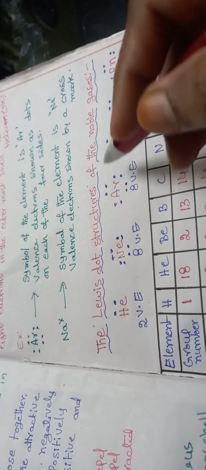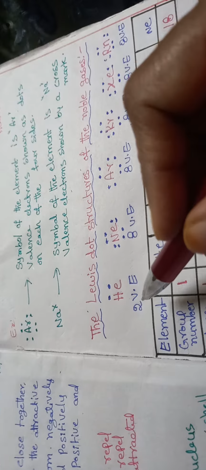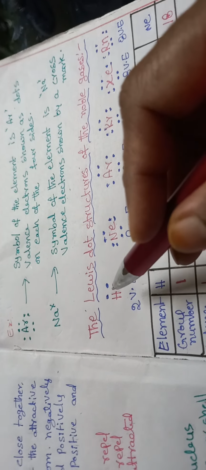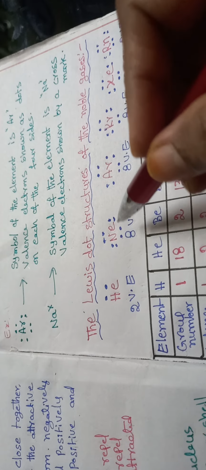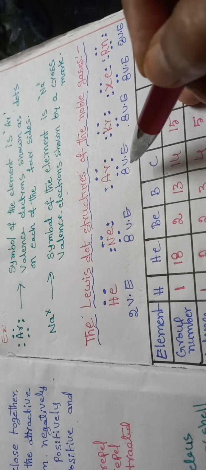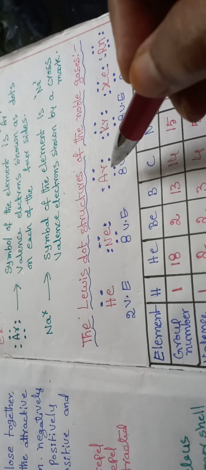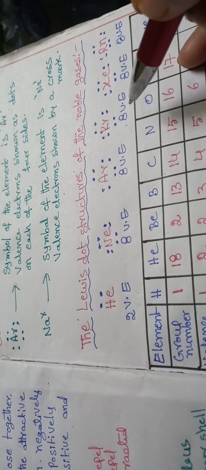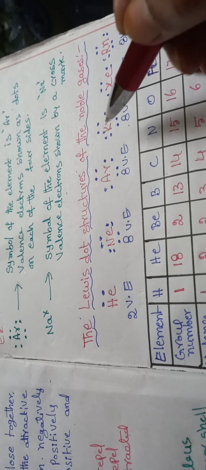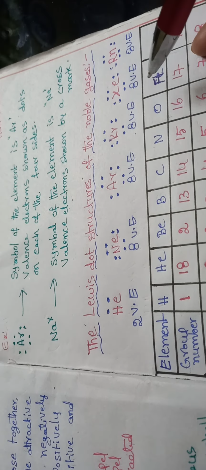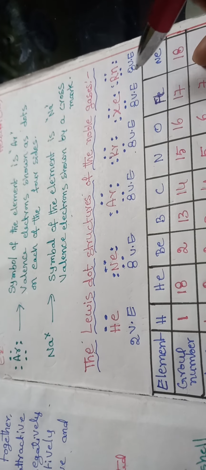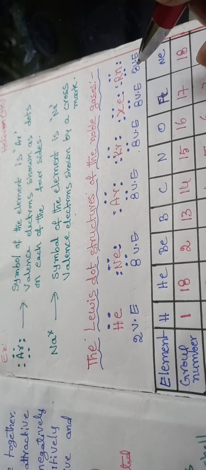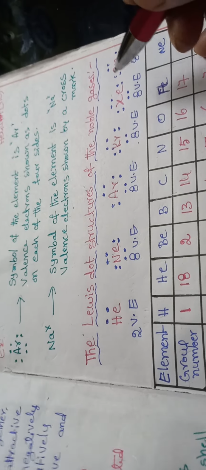The Lewis structures of the noble gases. Helium contains 2 valence electrons, so 2 dots are there. Neon has 8 valence electrons, so 8 dots. Argon has 8 valence electrons, 8 dots. Krypton has 8, so 8 dots. Xenon has 8, 8 dots. Radon has 8, so 8 dots.